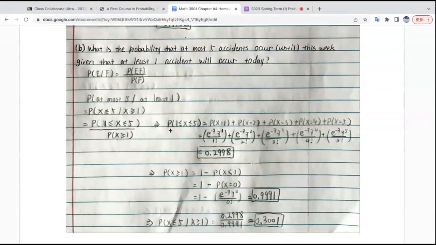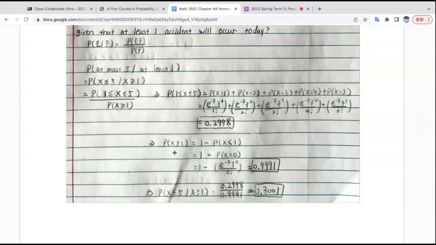So the probability of X between 1 and 5 is the sum of the probabilities of X equal to 1, X equal to 2, X equal to 3, X equal to 4, and X equal to 5, and use the numbers in the Poisson formula. Then we will get the answer is 0.2998.